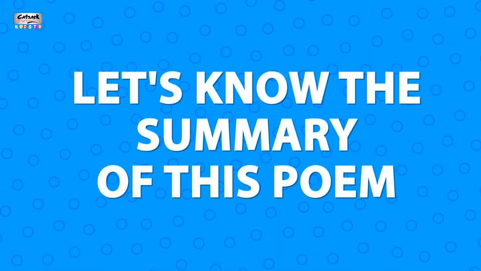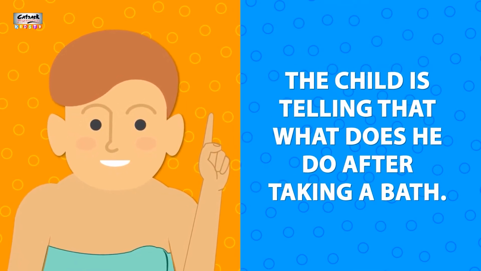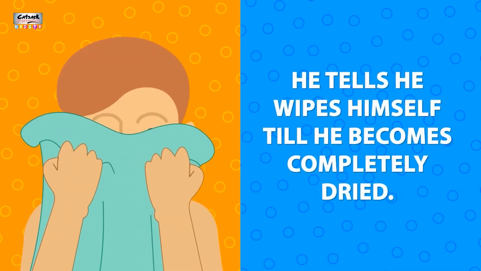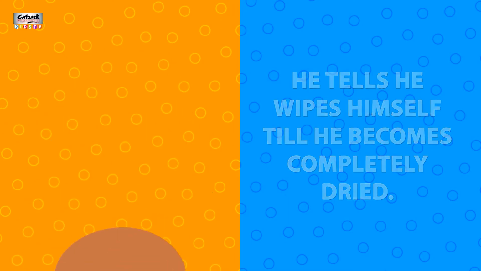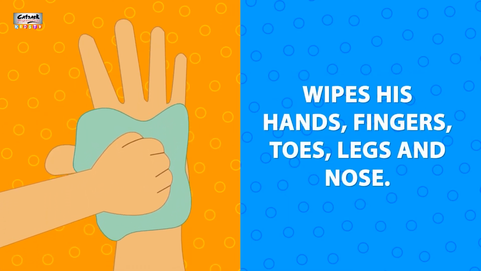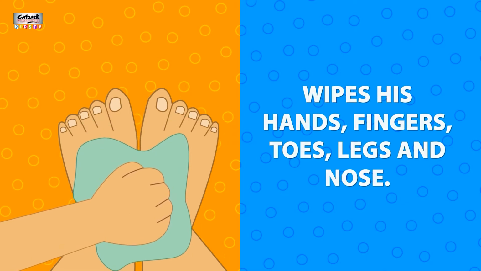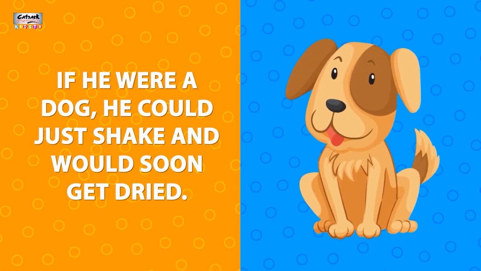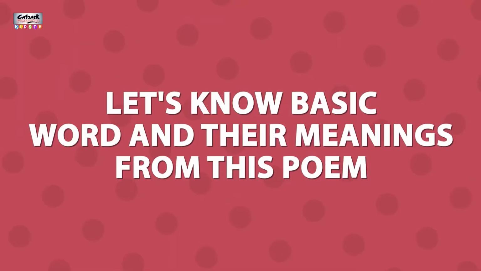Let's know the summary of this poem. In this poem, the child is telling what he does after taking a bath. He tells he wipes himself till he becomes completely dried. He also wipes his hands, fingers, toes, legs, and nose. He thinks that if he were a dog, he could just shake and would soon get dried. Let's know basic words and their meanings from this poem.